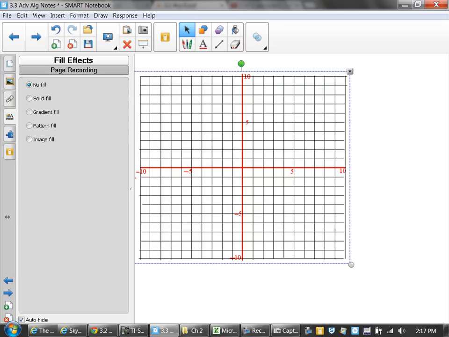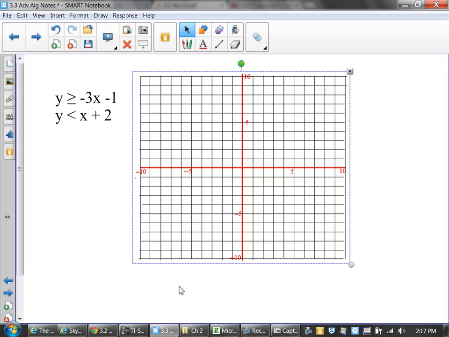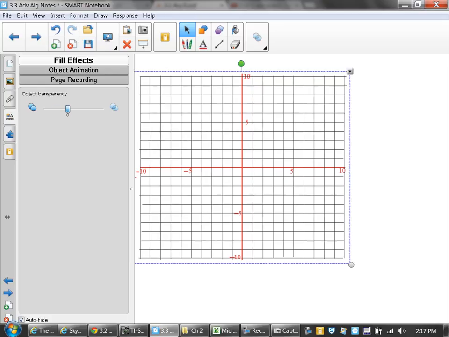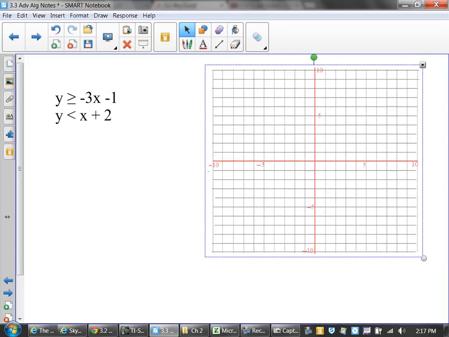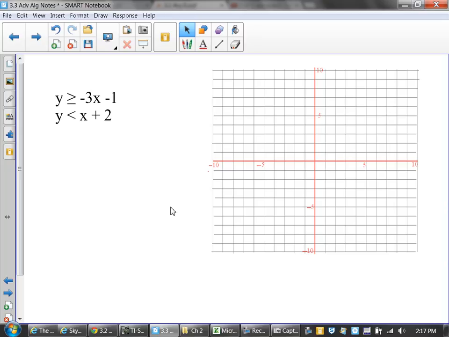I found that by lightening this up a little bit, it's easier to see if I don't have the grids to start. Now in this case, I've got y is greater than or equal to negative 3x minus 1, and the other graph is y is less than x plus 2. I don't have to worry about doing any cover and solve. I just plot and walk my slopes like I would any other day. So you start the first graph at negative 1 and walk your slope of negative 3. So you go down 1 right 3, or down 3 right 1. And remember, the opposite of down and right is up and left.